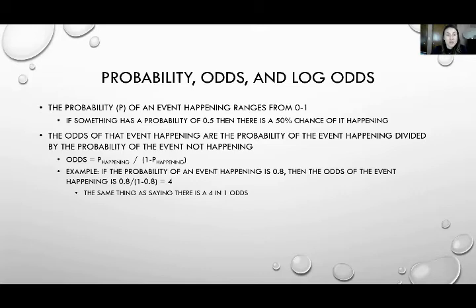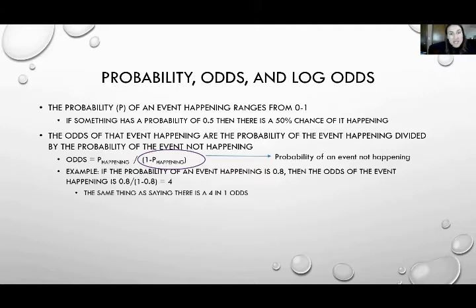We have an example here. If the probability of an event happening is 0.8, then the odds of the event happening is 0.8 divided by 1 minus 0.8, and that equals 4. So it's the same thing as saying there's 4 in 1 odds. I just want to point out this 1 minus the probability of it happening equals the probability of an event not happening. So if you have a 0.8 probability of it happening, you have a 0.2 probability of it not happening. And so you can calculate the odds.